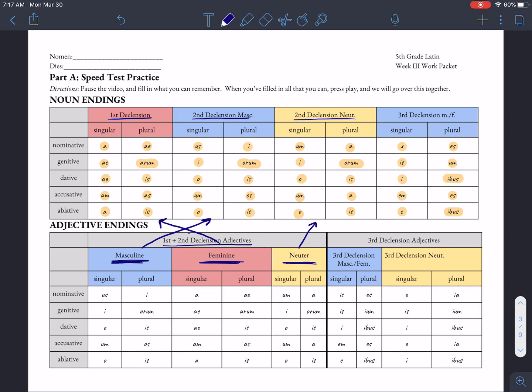Let's take the Latin word for small, for example. Parvus, it's an adjective. And if you were to look it up in the dictionary, you would see this.